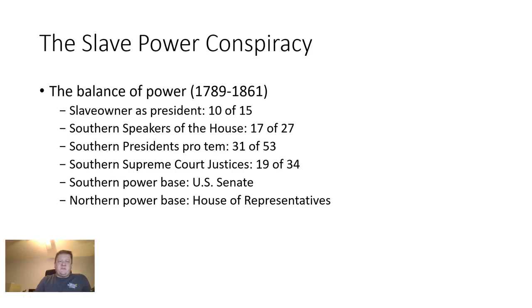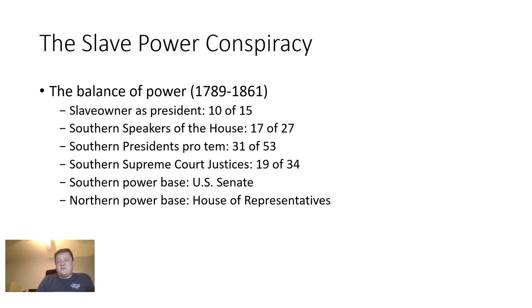17 of 27 speakers of the House were from the South. 31 of 53 presidents pro tem of the Senate were from the South. 19 of 34 Supreme Court justices were from the South. And as I mentioned before, the Southern power base was in the U.S. Senate. The Northerners had a power base in the House of Representatives, but that was only because of the greater population of the North, not because of any structural plans, whereas the rest of this stuff looked like it was probably some sort of a structural thing.